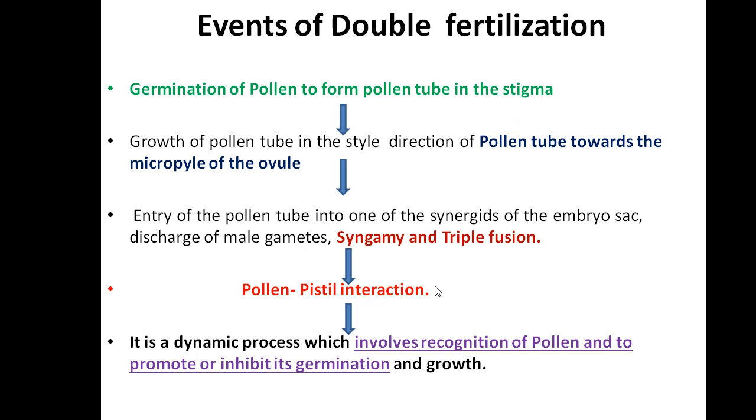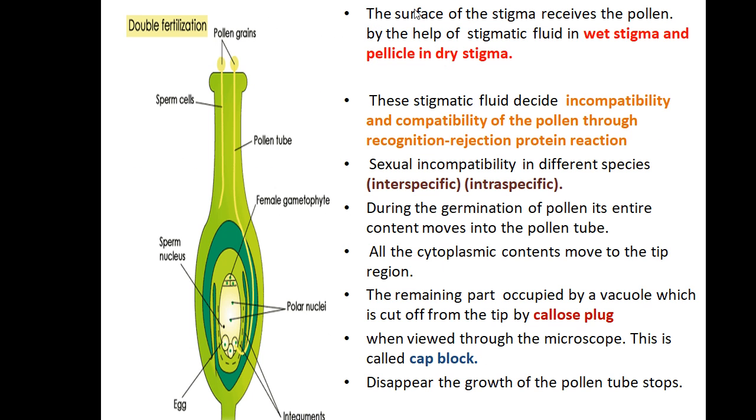How it is recognized, that is the question, right? Usually the stigma receives the pollen, and the stigma is of two types. Stigmatic fluid is called wet stigma, pellicle is called dry stigma. So two types of stigma are there.